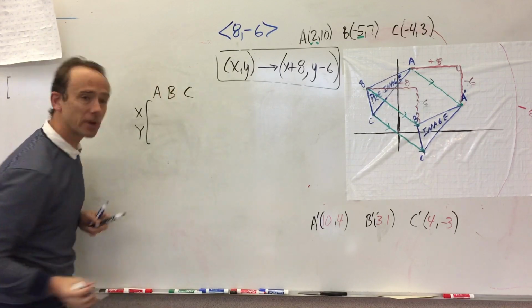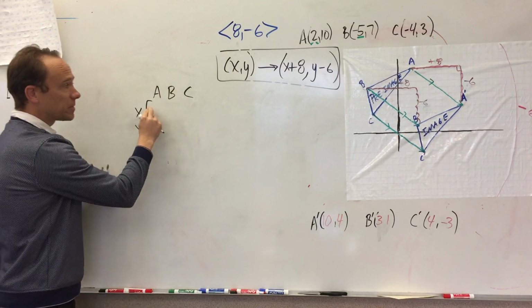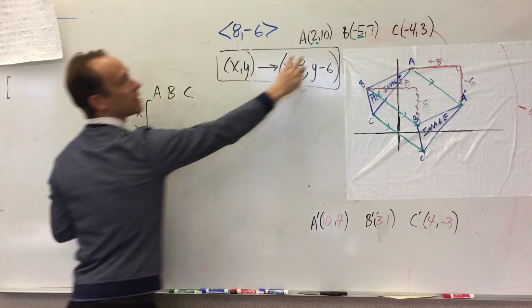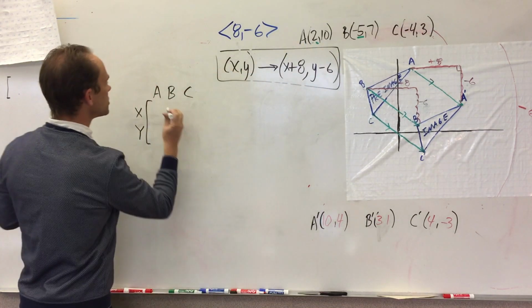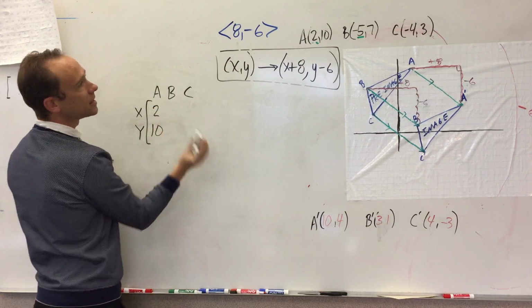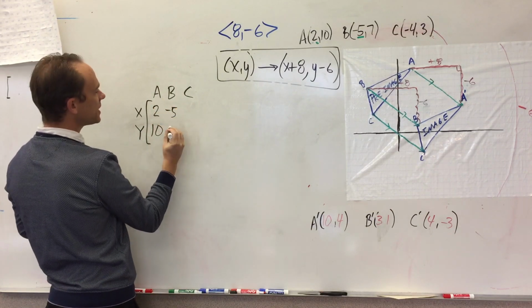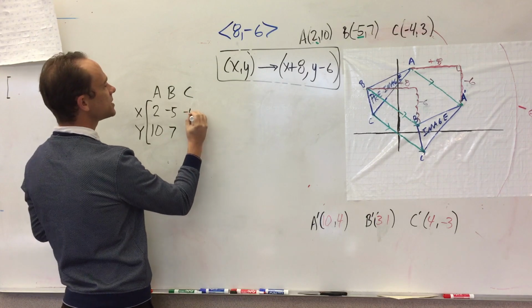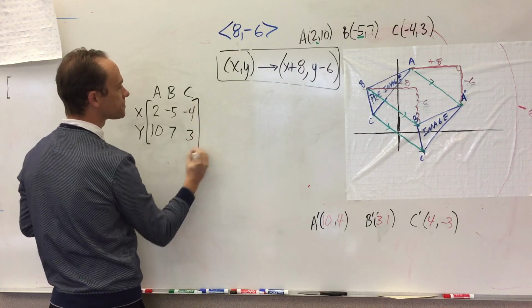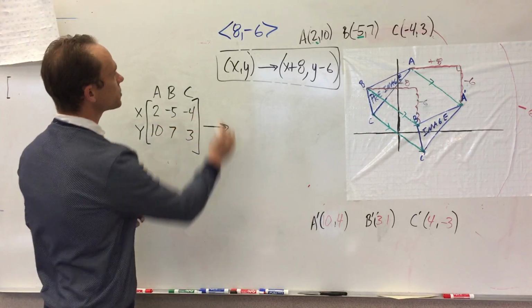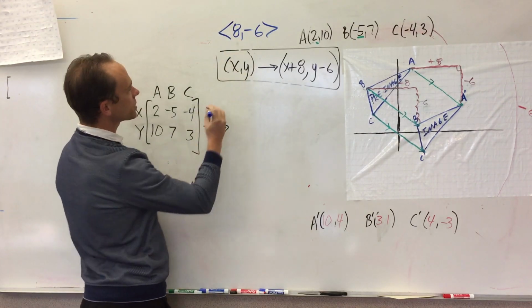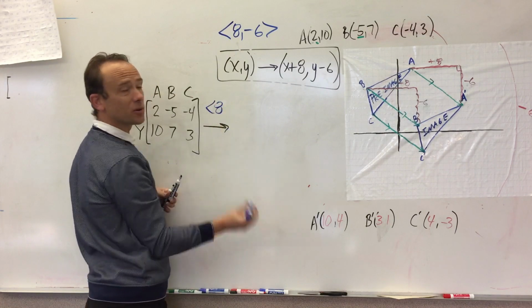So here we go. We're going to go points A, B, C, and instead of listing them next to each other, x and y, I'm going to stack them vertically. So I'm going to have this as (2, 10), B is (-5, 7), and C is (-4, 3). Put a little arrow. And the arrow is where you put your transformation. So we're going to go, all the x's are going to go up 8.